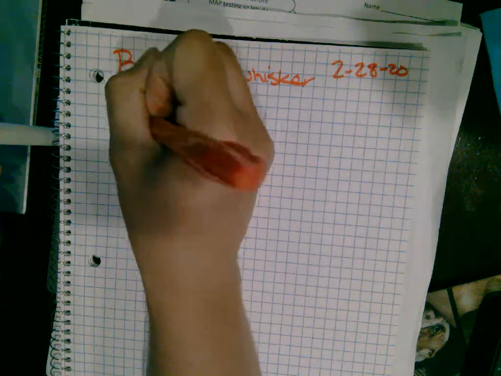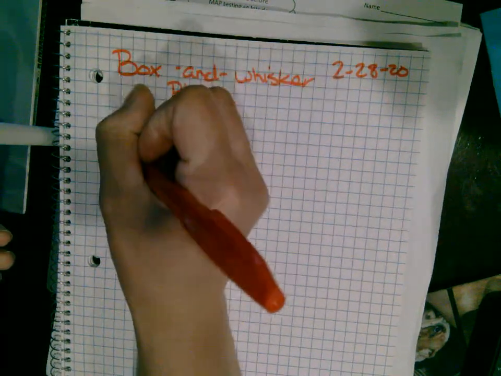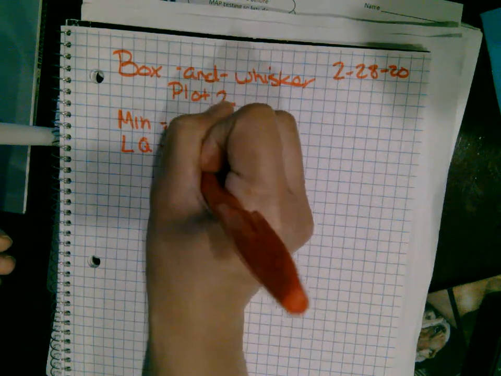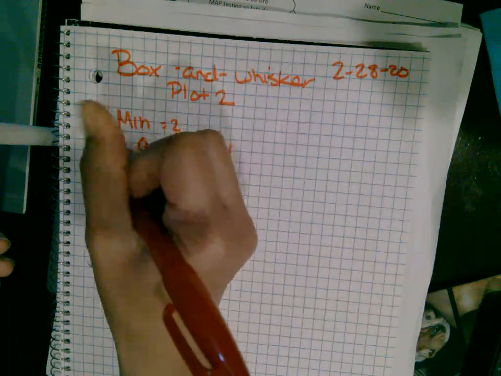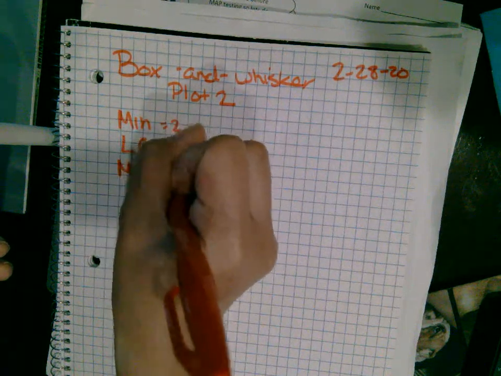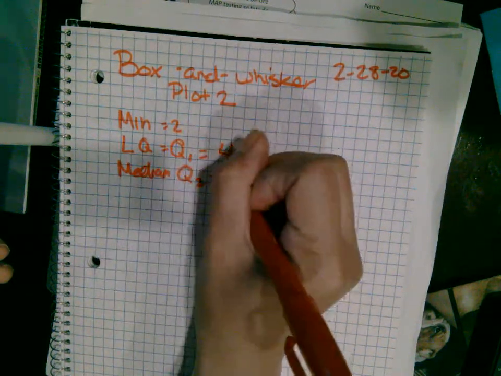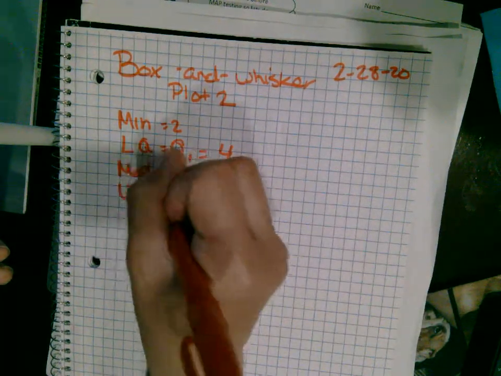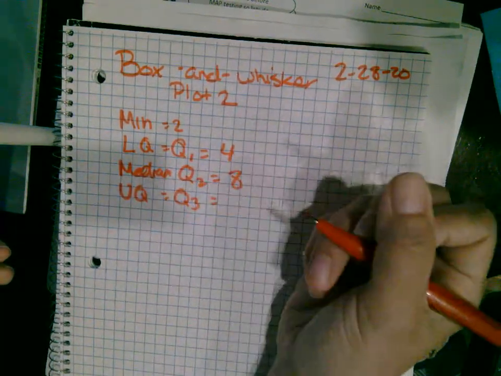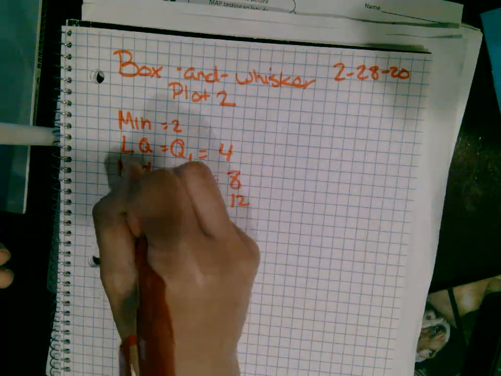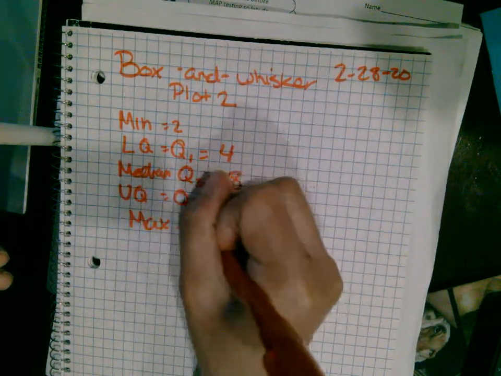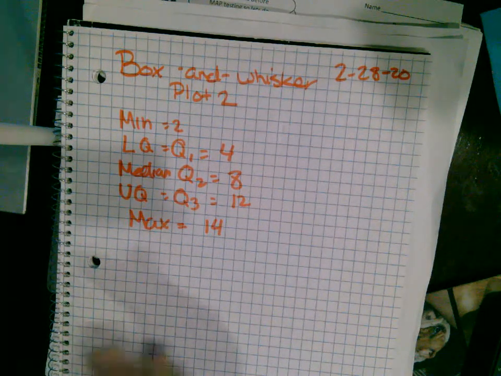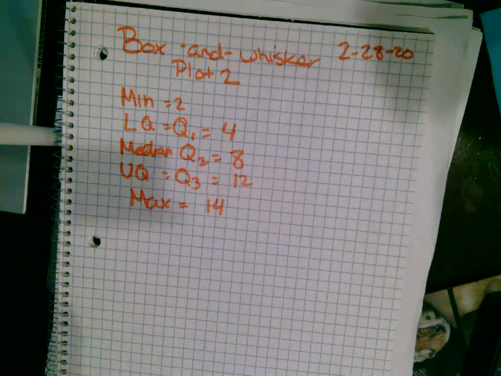So the minimum was 2. Put them in order. The lower quartile, Q1, is 4. Then the median, also known as quartile 2, was 8. The upper quartile, also known as Q3, was 12. And then the maximum was 14. So we're going to use the same information from yesterday. We're just going to take it one more step.